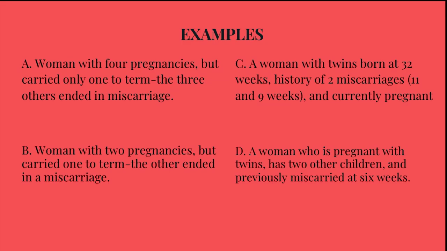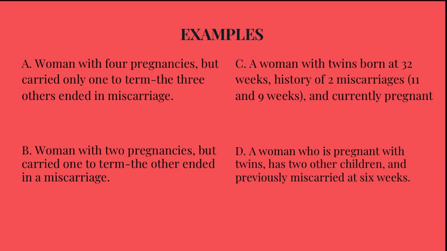All right, let's look at example B. This woman has had 2 pregnancies, but carried only one to term and the other in a miscarriage. So her gravida is 2. She's had 2 pregnancies. She's only carried one to term, so P1, and she's had 1 miscarriage, so A1. So G2, P1, A1.